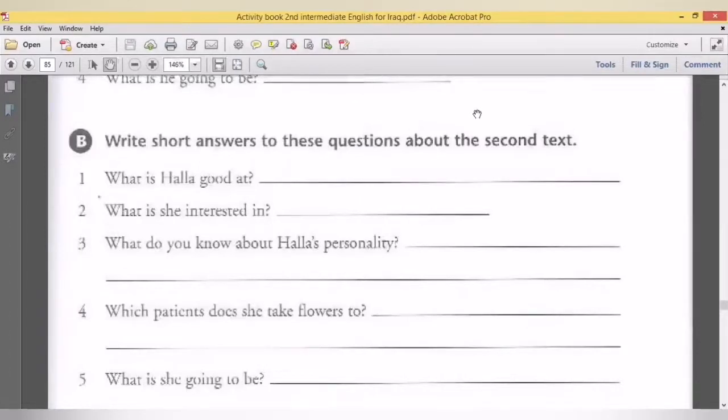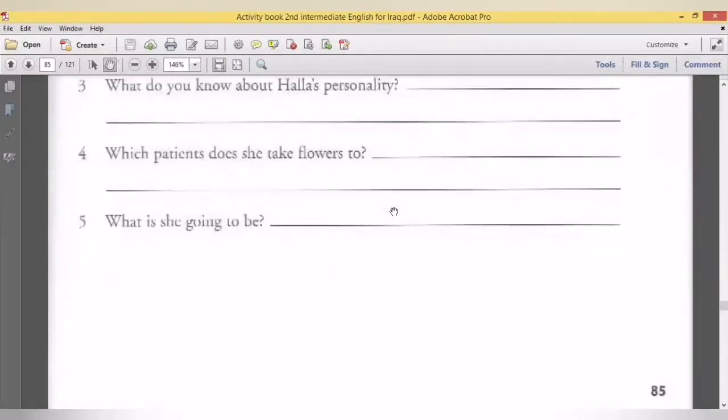Now, the last one. What is she going to be? Yes, for those who have no visitors. Yes, exactly. Omar and Zainab, who copied your answer. She is going to be a doctor. Yes, exactly. So, here we have something that we predict and we have evidence. So, we predict that Hala is going to be a doctor. And that's why we used the going to construction. Now, let us move to the other exercise.